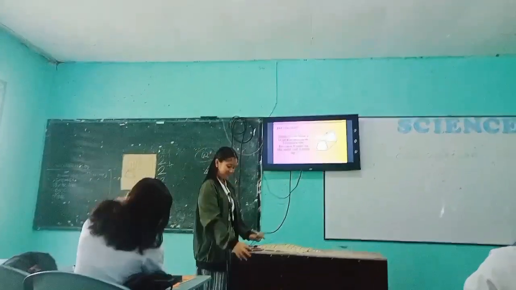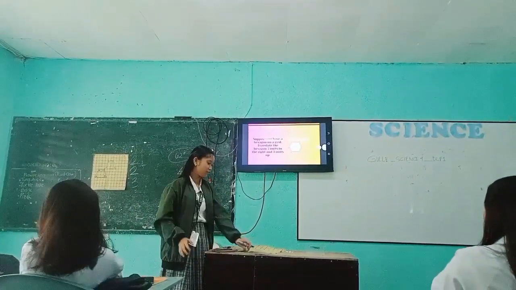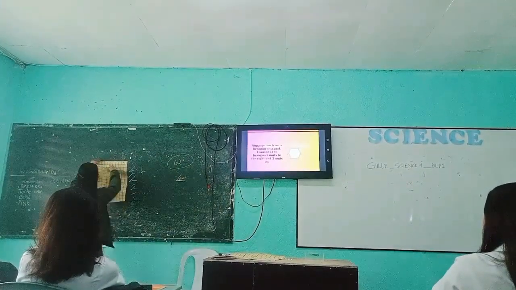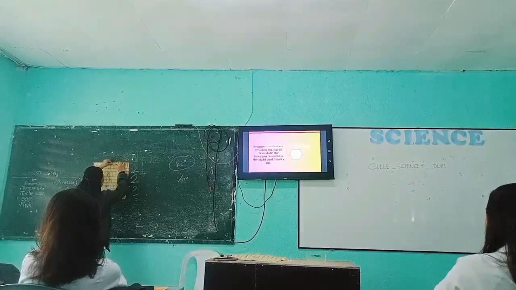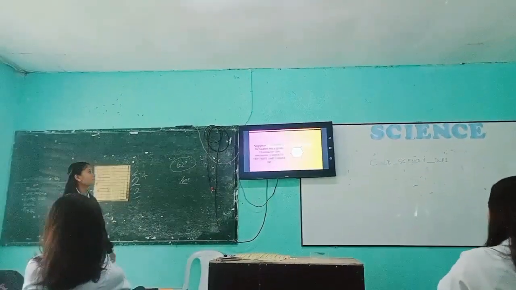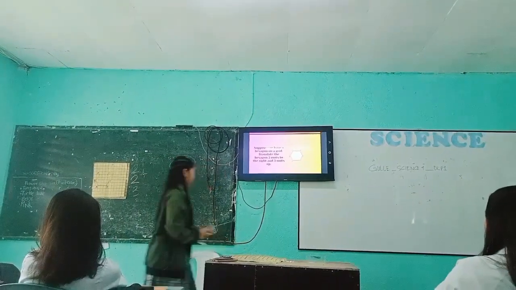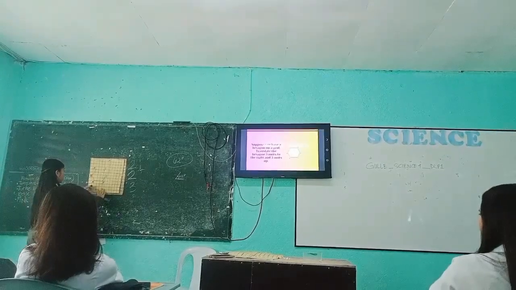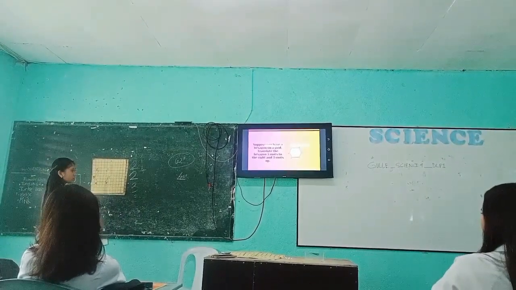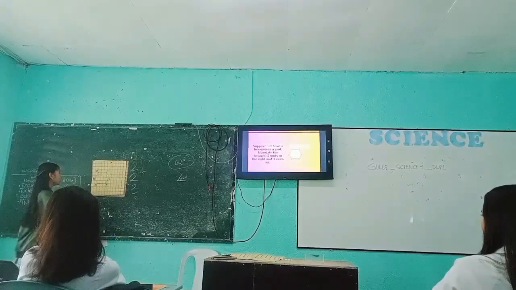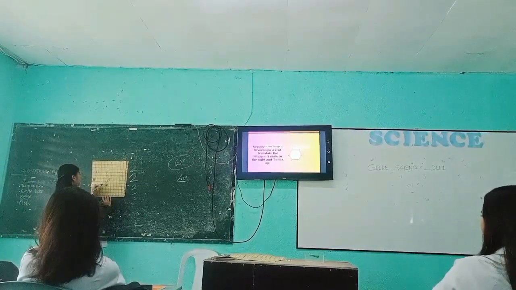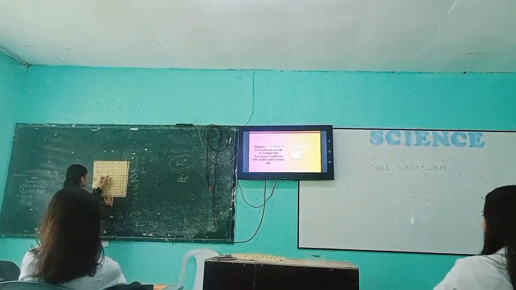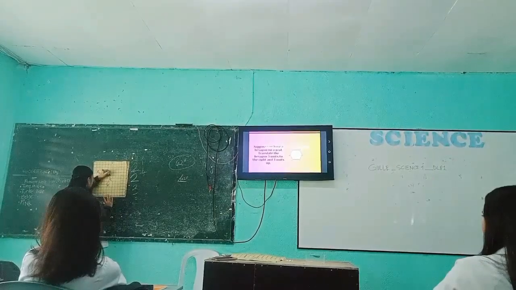Okay. Another one. Everyone, please read. Suppose you have a hexagon on a grid. Translate the hexagon 5 units to the right and 3 units up. Okay. Let's translate the hexagon. First, we have letter A. 5 units to the right. Let's count together: 1, 2, 3, 4, 5. And then 3 units up: 1, 2, 3. So here, letter A.